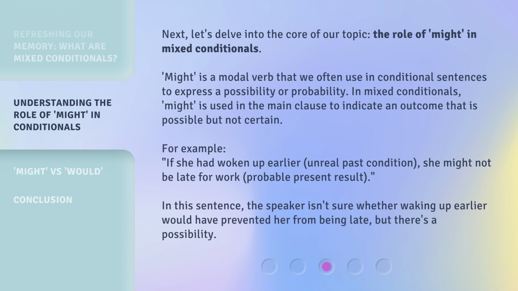For example, if she had woken up earlier, unreal past condition, she might not be late for work, probable present result. In this sentence, the speaker isn't sure whether waking up earlier would have prevented her from being late, but there's a possibility.